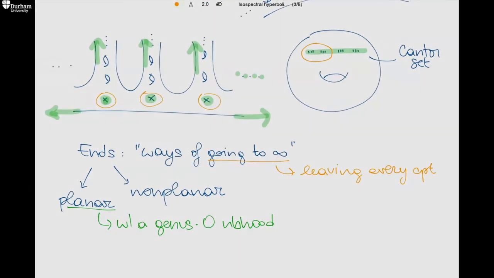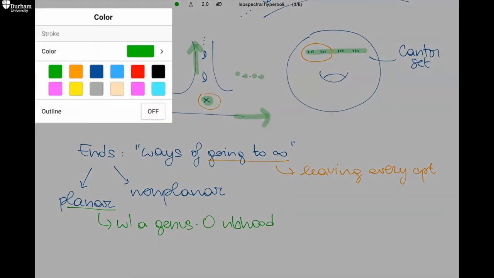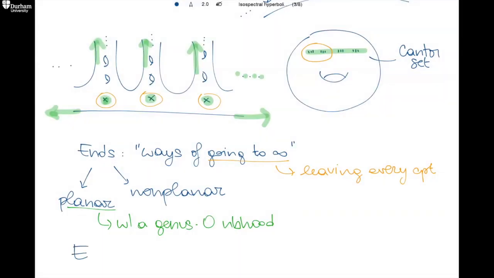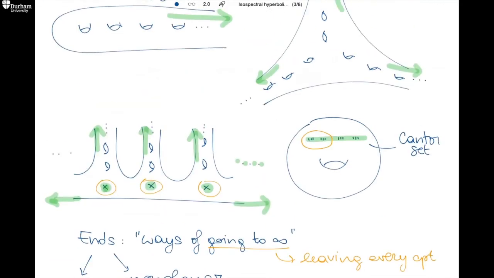And ends are actually organized in a topological space, which I'm going to denote by ends of S. This is the space of ends. Since I haven't defined ends properly, I cannot really tell you what the topology is, but it's what you can imagine. In the last example, the topology is that of a Cantor set.